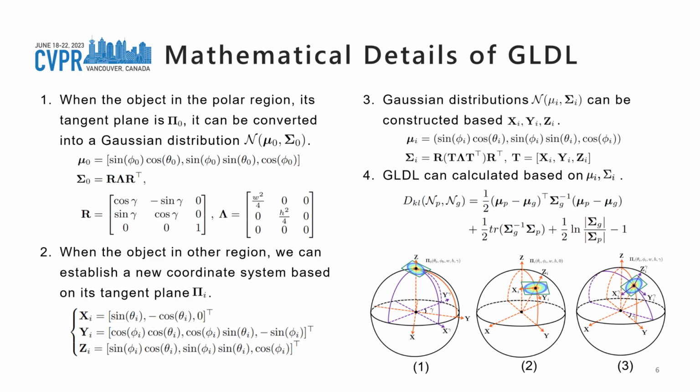Let's start with the simplest case. When the object is in the polar region, its tangent plane is π0. It can be converted into a Gaussian distribution N(μ0, Σ0). Moreover, when the object is in another region, we can establish a new coordinate system based on its tangent plane πi. Then, Gaussian distributions N(μi, Σi) can be constructed based on xi, yi, zi. Finally, we can utilize the KL divergence of predicted and target distributions to measure the similarity of boxes, and the sample selection function and loss function can be constructed furthermore.